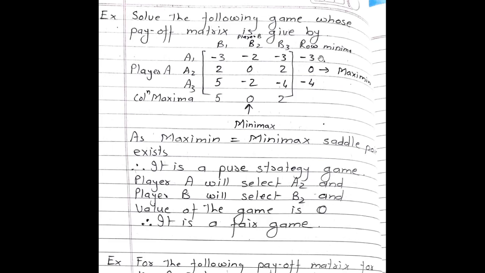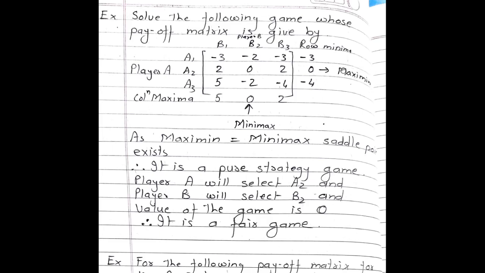Minimum element is -3. So we'll write -3 in the row minima column. 2, 0, 2. The minimum element is 0. 5, -2, -4. Minimum element is -4. So after getting the minimum elements, pick up the maximum element, put an arrow, and we call it as maximin. So 0 is the maximin value.